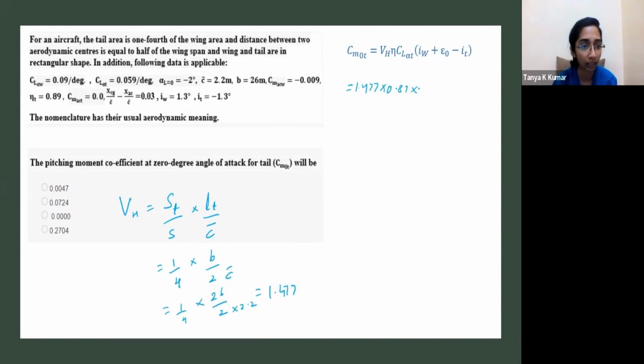Tail efficiency is 0.89. CL alpha of tail is 0.059, into these components, 1.3. What was the value for epsilon naught? From the previous question, 0.555 plus 1.3. Right, so what would this value be? Can someone calculate quickly? Just calculate this value. 1.3 plus 0.55, come on, fast.